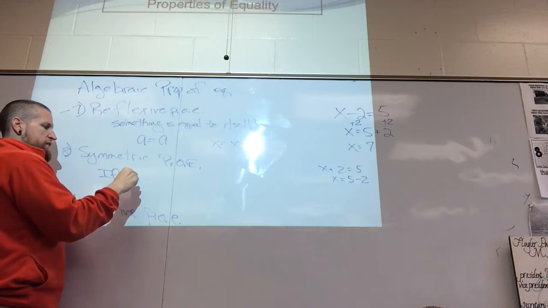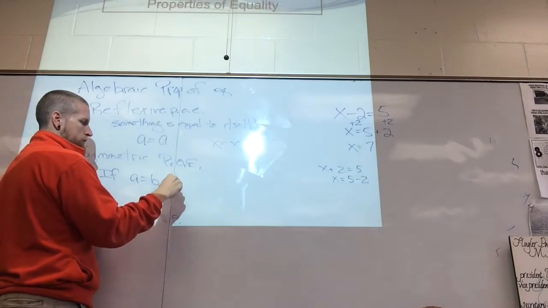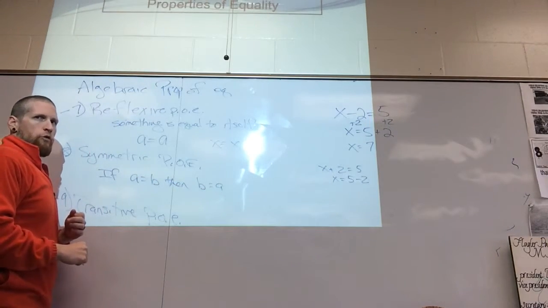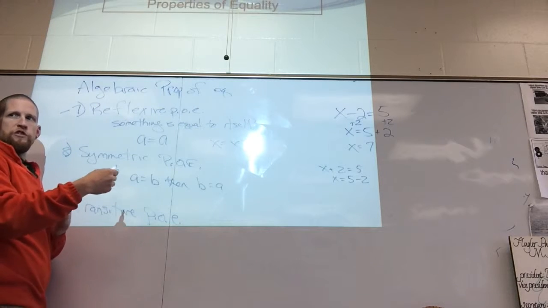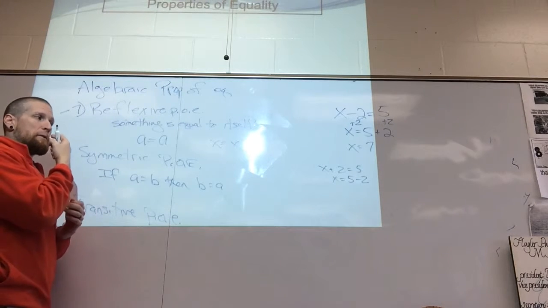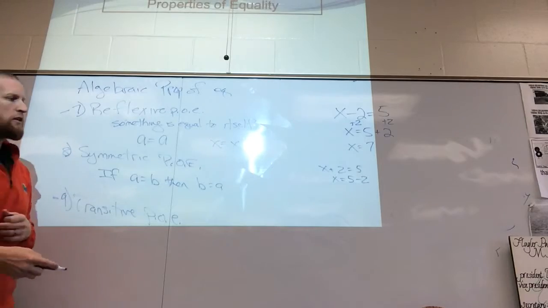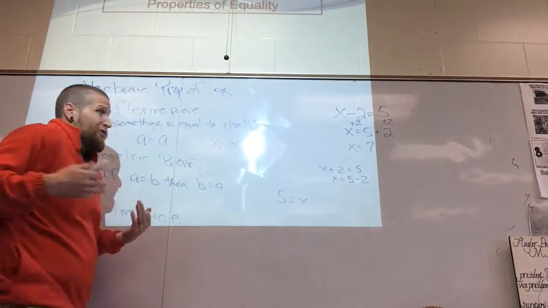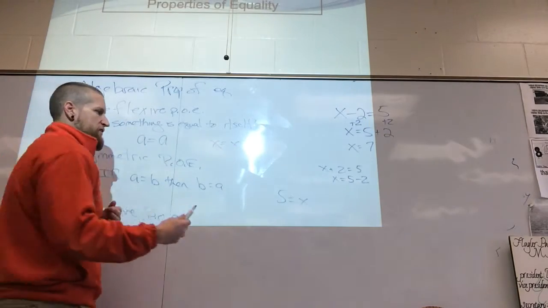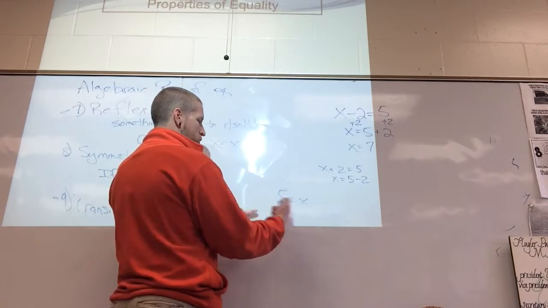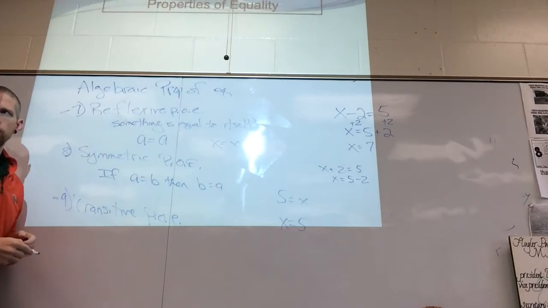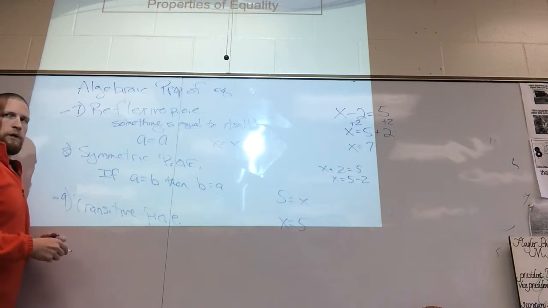In general, you write this as if A equals B, then B equals A. So the only way people would have used this probably in the past would be if you were solving an equation and you got something that said like 5 equals x. There's people that don't like to see the x on the right-hand side, and this property is the one that allows you to write that as x equals 5 if you get to that point. Otherwise, you're not going to use it that much.